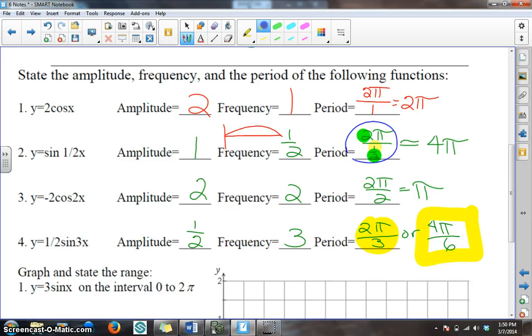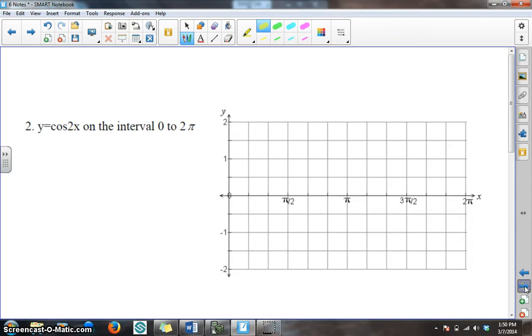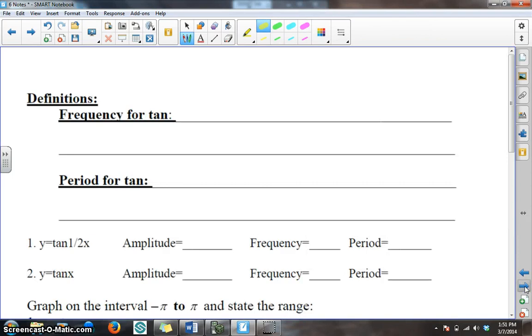Still good? Okay, before I actually show you how to graph these things, I want you to flip forward 2 pages, I believe, and get into amplitude, frequency, and period for tangent. The Regents has never asked you to graph a tangent. I don't believe they ever will. I will ask you to do 1, maybe 2 on homework, but I'm going to encourage you to try to figure it out, but you may have to use your calculator.